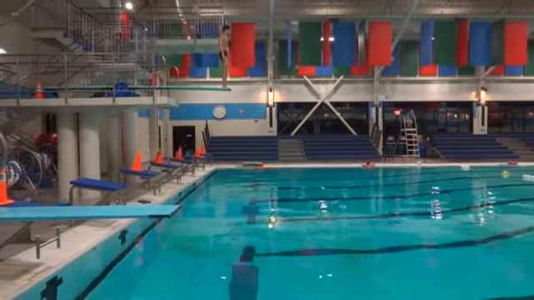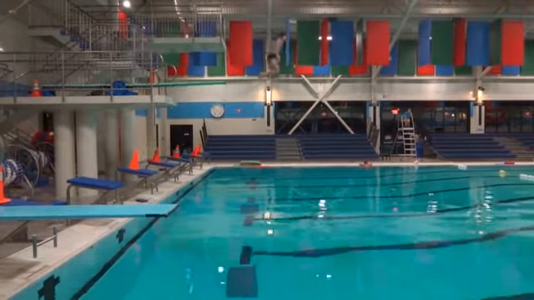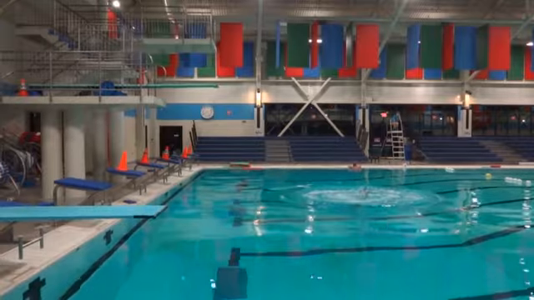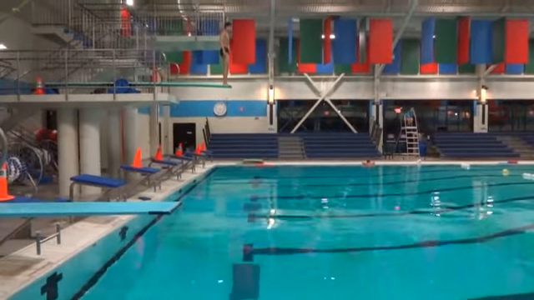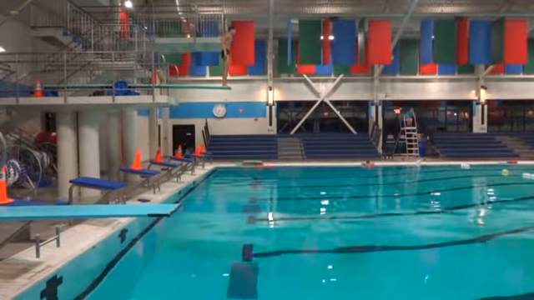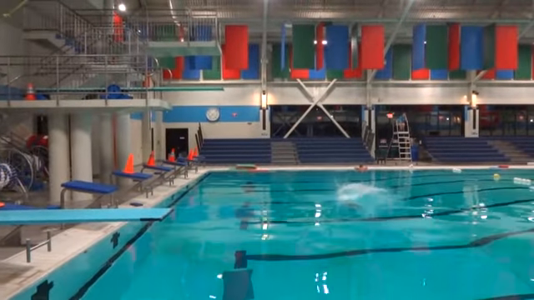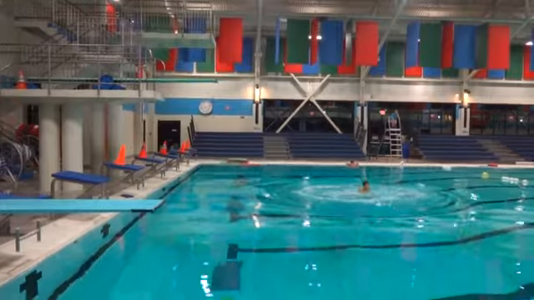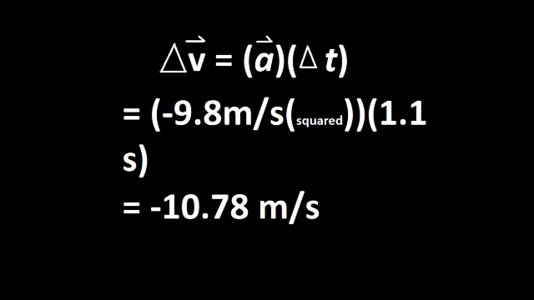So in this clip, this is me jumping off a 3-meter diving board. It takes me approximately 1.1 seconds to jump off the 3-meter diving board and hit the water. And by using a special formula, we can determine what velocity I was going at when I hit the water. This is the formula I can use to determine my velocity. The change in velocity is equal to acceleration times the change in time.